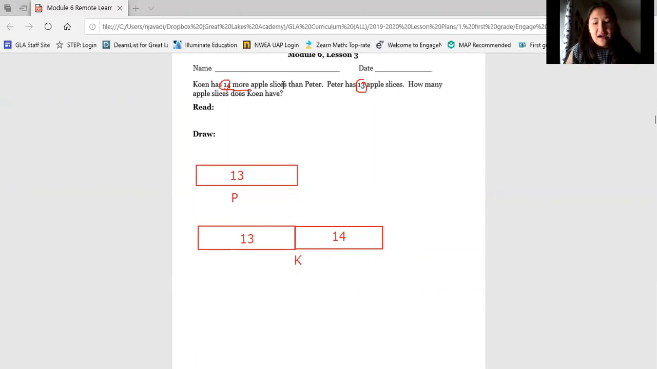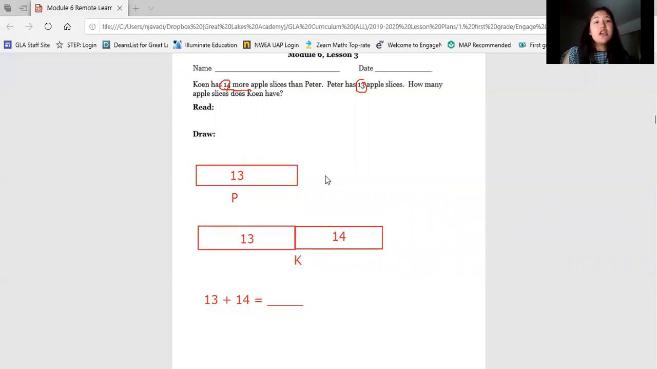Great. Now let's use a number sentence to solve how many apple slices Cohen has. Okay, let's write our number sentence down here. So we're looking for the total number of apple slices that Cohen has. If I'm looking for the total, I'm going to use an addition number sentence. What type of number sentence am I going to use if I'm looking for the total? That's right, I'm going to use an addition number sentence. So let's write it now. I know that Cohen has 13 plus 14 more, and that gives us some number there.